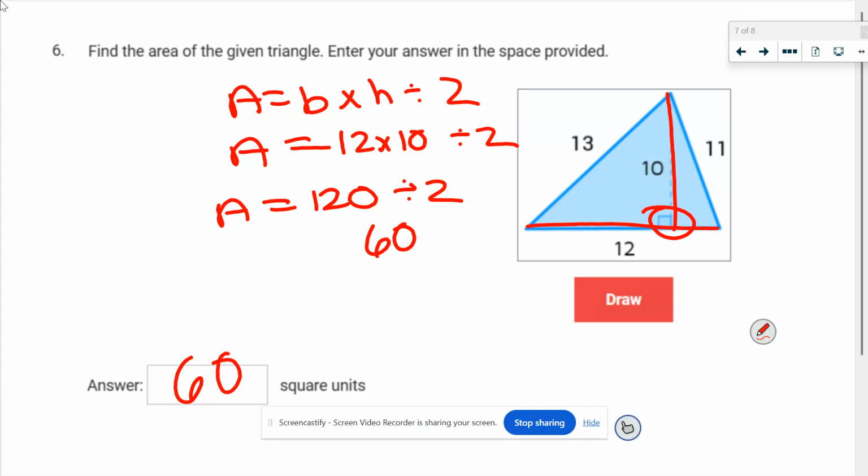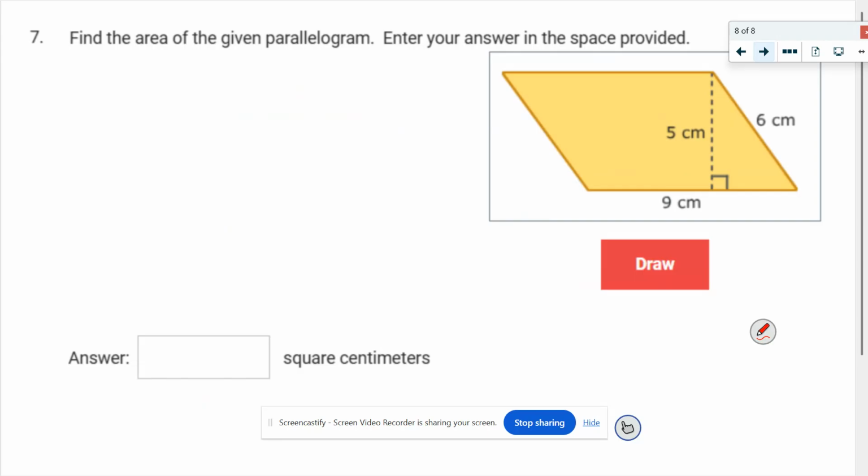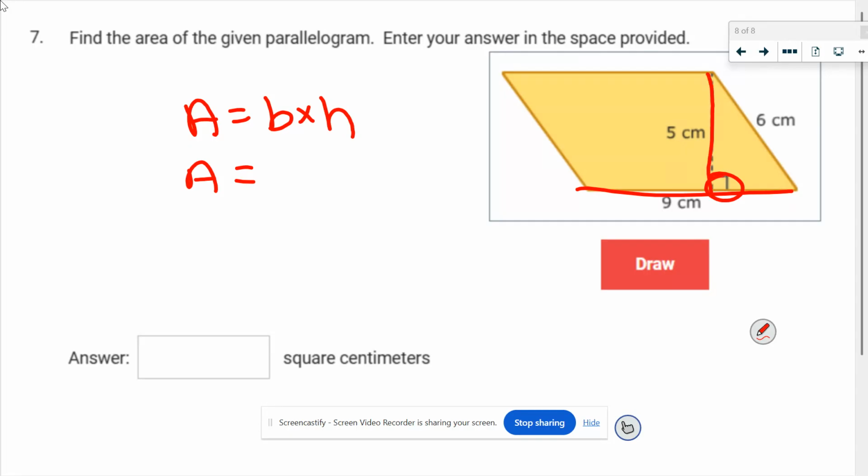All right, let's keep going. Find the area of the given parallelogram. Enter your answer in the space provided. To do a parallelogram, all we need to do is base times height. We have our base of 9. Look for that right angle. Our height of 5. 6 is our slanty distractor. We don't need it. Base of 9 times the height of 5 gives us 45 square centimeters.